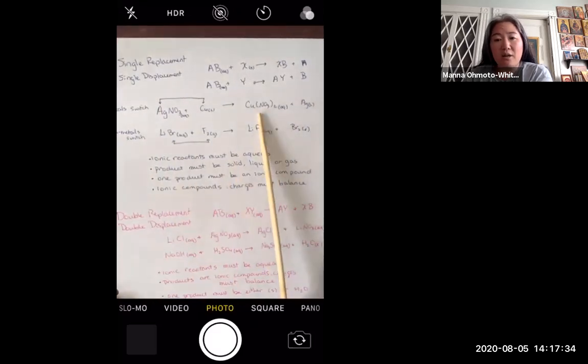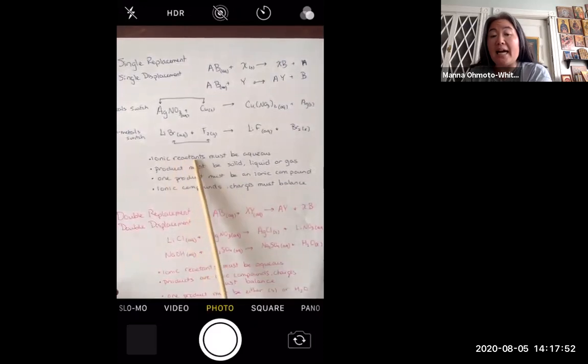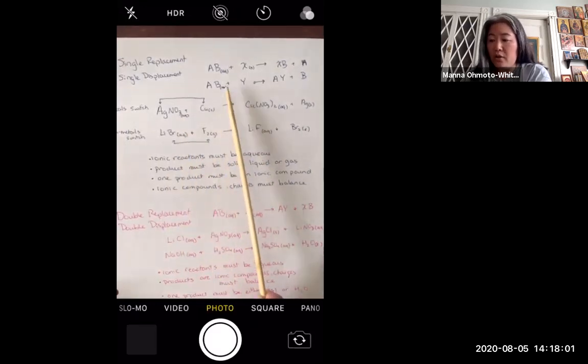Ionic compounds have to be balanced, and if I have a Brinkelhoff, a diatomic element, I have to make sure that I create those as well. Those are extra things to think of. One thing that's true about all displacement or replacement reactions is that all of the ionic reactants, the things on the left-hand side, must be aqueous. So you'll notice I have (aq) here and here, because they are reactants and they are ionic.